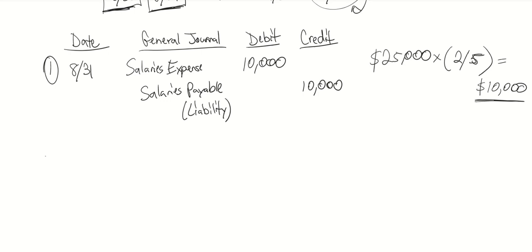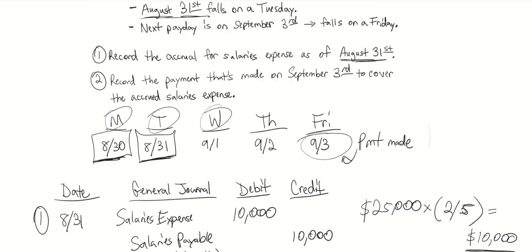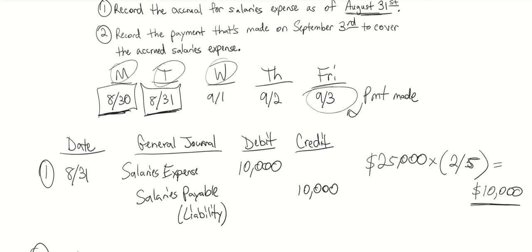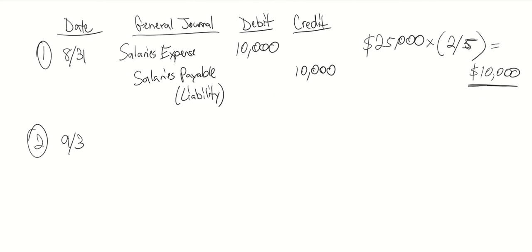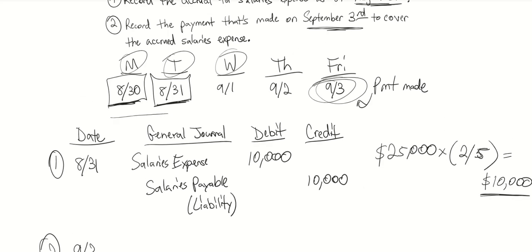For the second transaction, the date that we're going to use is September 3rd, because the cash payment was made on this date. That's what it tells us right here. The cash payment that was made is $25,000. That's cash that went out of the company's bank account. So cash is going to be credited for $25,000, and this is for August 30th to September 3rd, indicated right here.